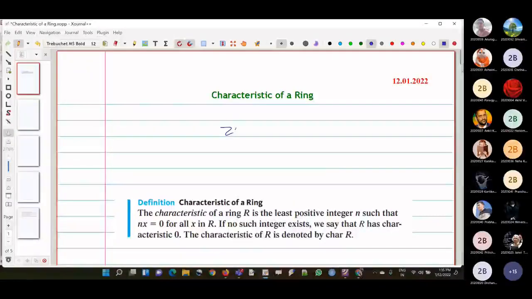When we used to talk about, suppose, Z2 under addition. So in Z2 there are elements 0 and 1, and if we add 1 two times, then we are getting 2 and this is 0. So what we can say here, 2 times 1 equals 0. So there exists a non-zero number here, this is positive of course, so we are able to get some n such that n times the element equals 0.